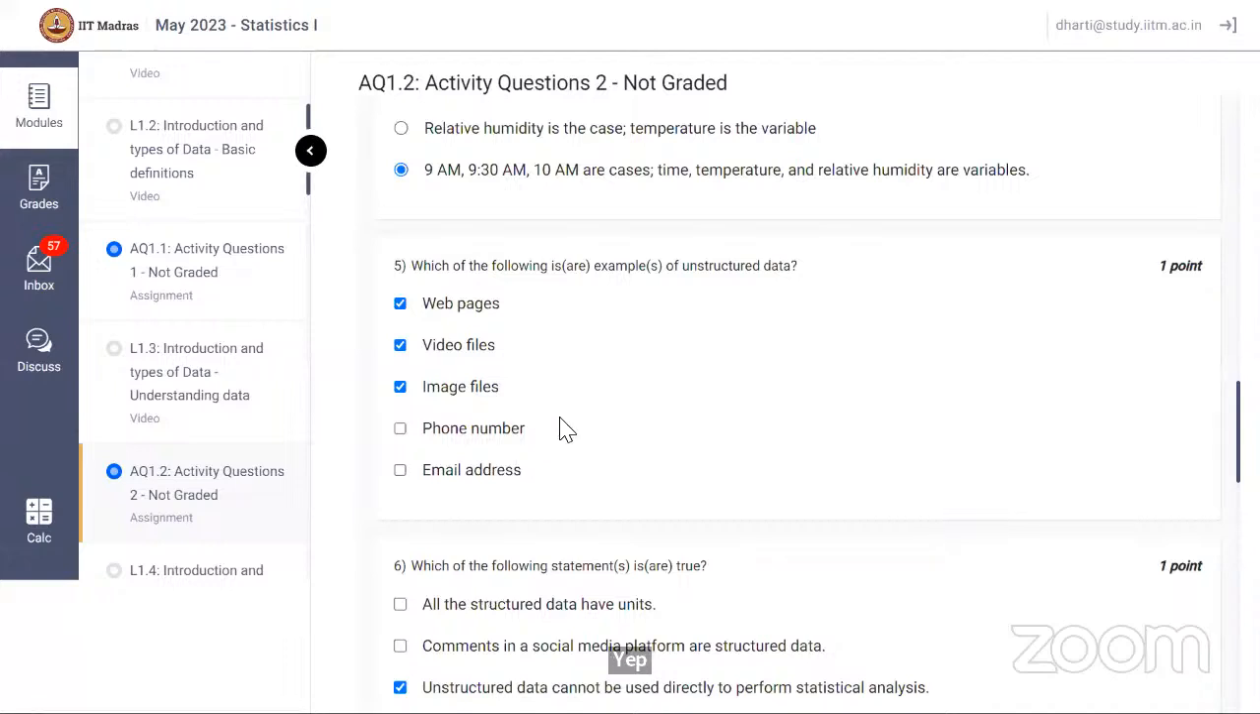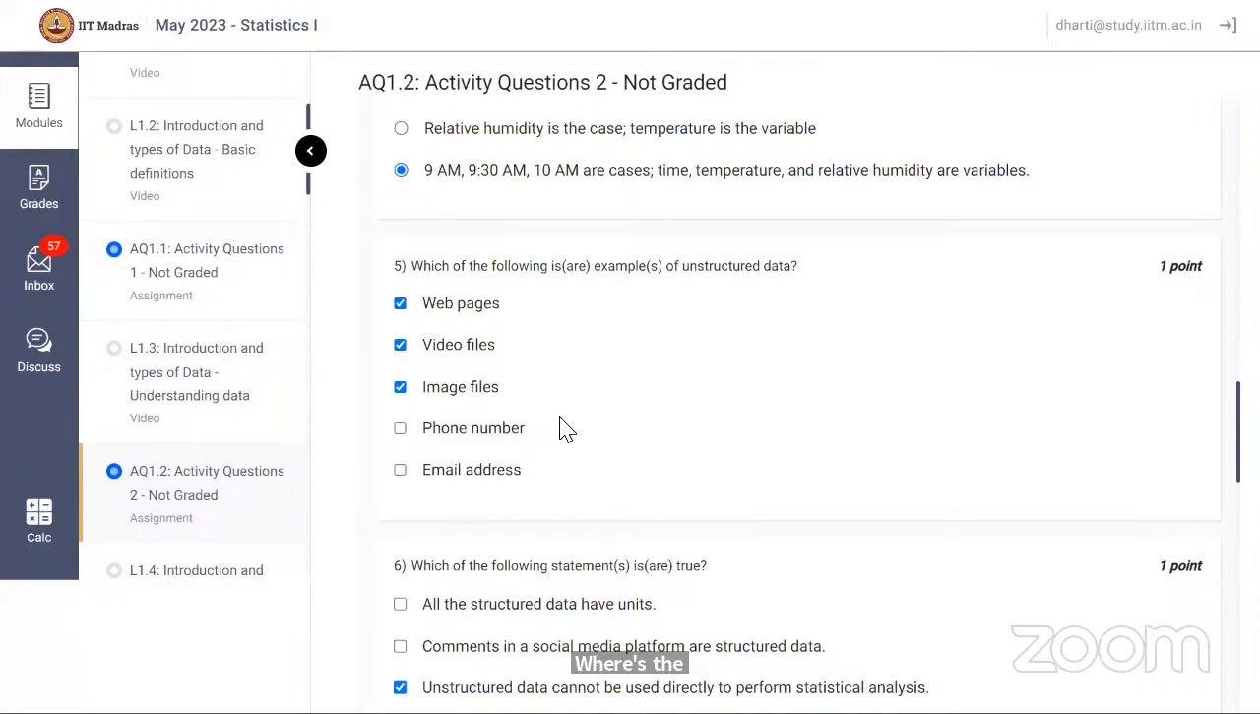Thank you. Ma'am, I have a doubt. What's your name? Why is a web page unstructured? Hello, ma'am, I have a doubt regarding the scale of measurement. Can you speak one by one? Ma'am, can I ask, why is a web page structured data? What are web pages? Why is it unstructured data? I'm just asking, what are the web pages?